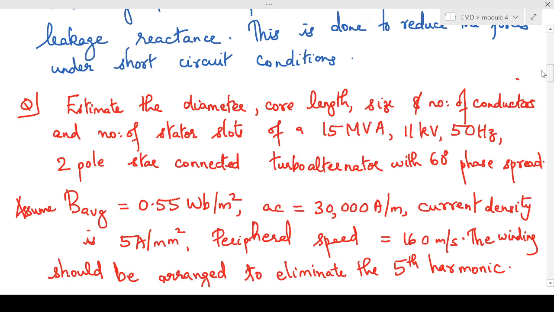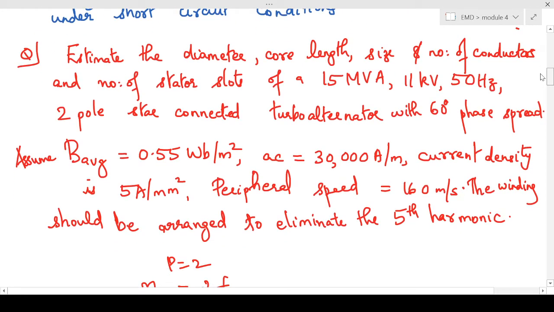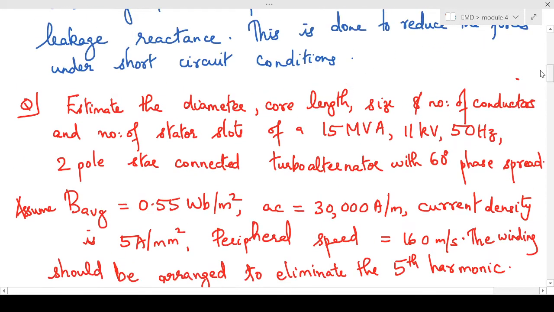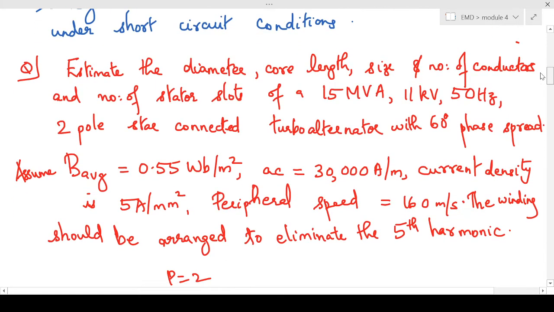We have to assume B average as 0.55 Weber per meter square, ampere conductors as 30,000 ampere conductors per meter, current density as 5 ampere per millimeter square, and peripheral speed is given as 160 meter per second. Also in the question it's mentioned that the winding should be arranged to eliminate the 5th harmonic. So our aim is to find the diameter, core length, size, number of conductors and number of stator slots.